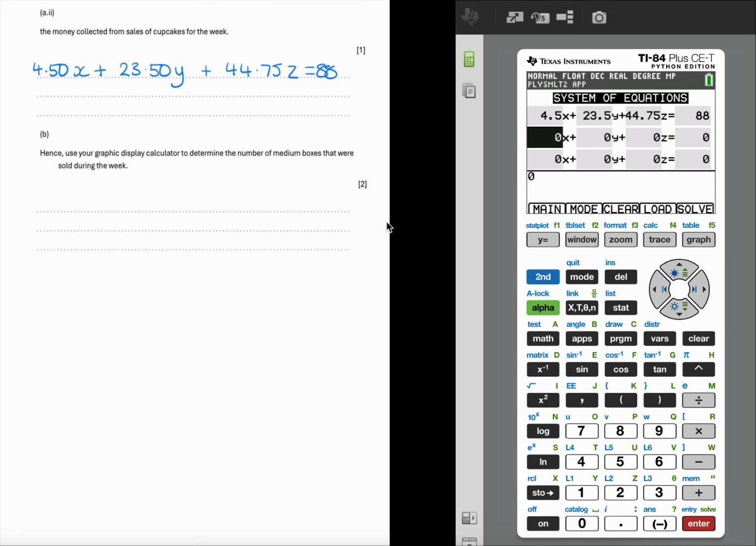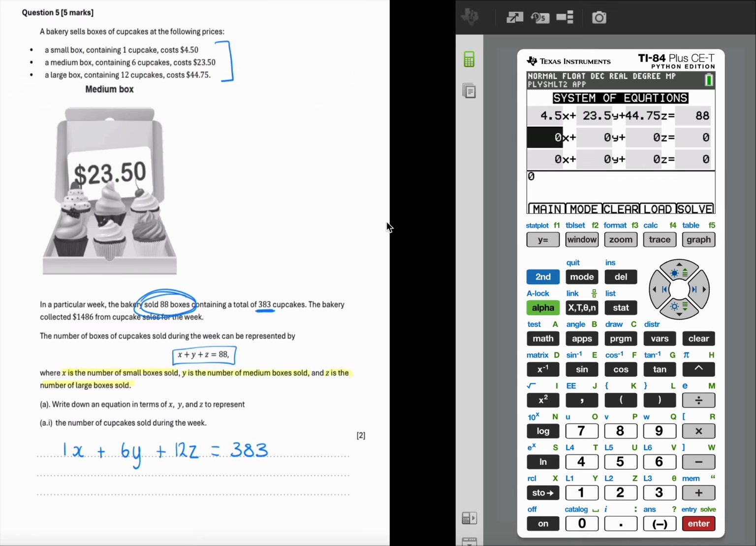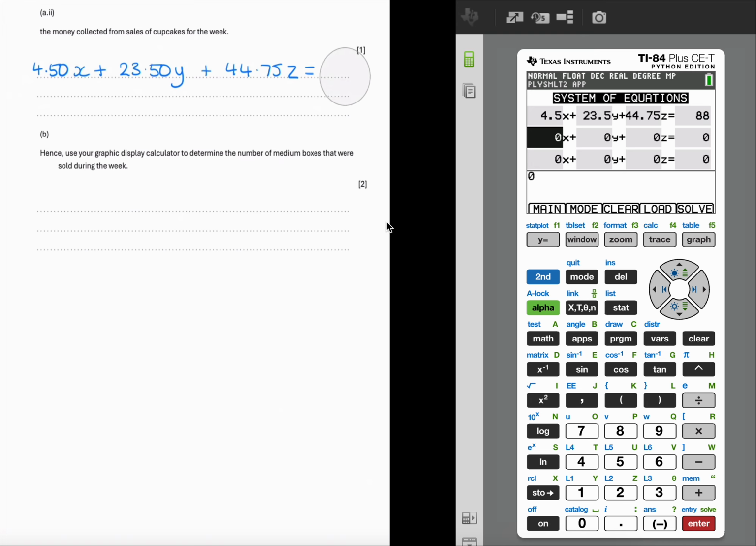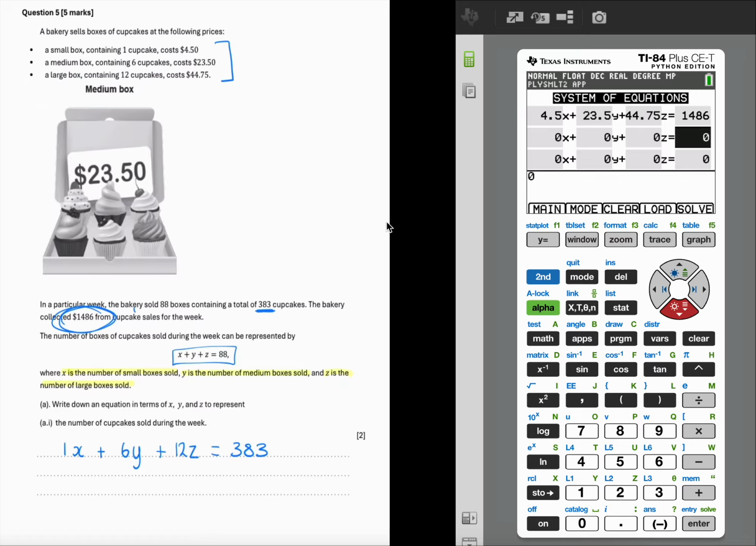Sorry, that should not be 88. That should be 1,486. There we go, because it's the cost, it's the money that they've made. So this should be 1,486, okay, which is the money that they've made from those cupcakes. The 88 boxes is actually just how many they've sold.